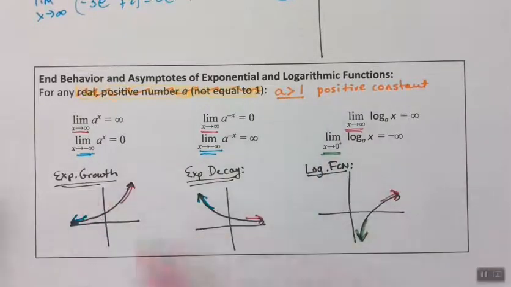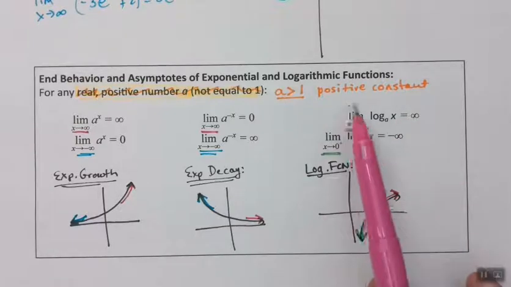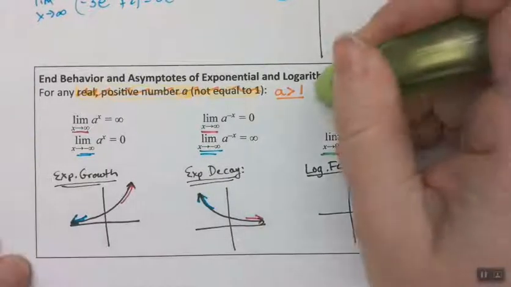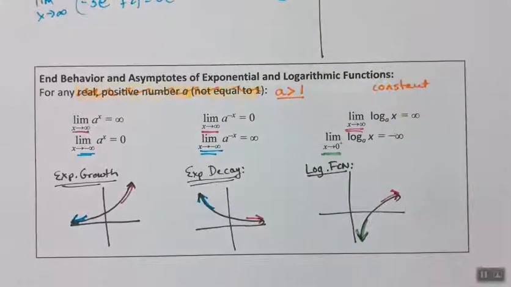So these 6 rules are always true, as long as a is greater than 1 and constant. Let me just throw that in there. I don't like the word positive even being there. Let's just make a greater than 1 constant, then these will be true. All right.